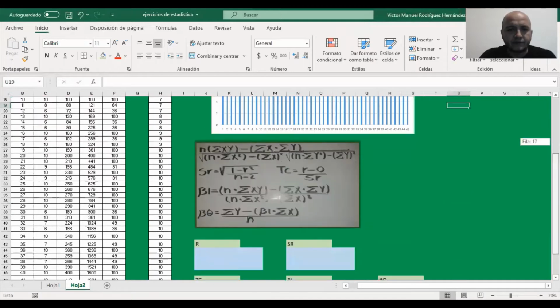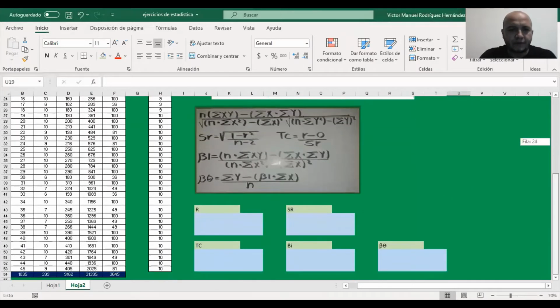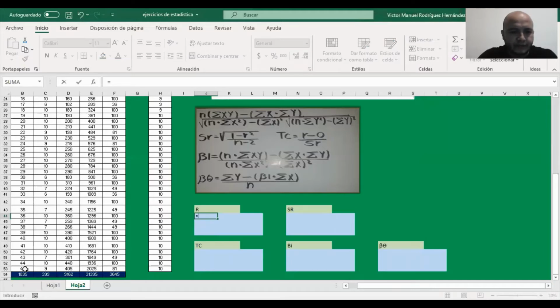Now we are going to work with the formulas. We have the first formula. It says number n is going to be multiplied by the summatory of x, y. So the number n is going to be the total amount of students, which are 25 students. That's the total amount of students multiplied by the summatory of x, y. This is it.